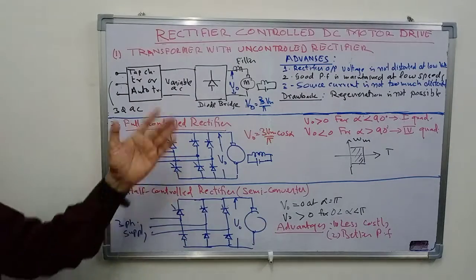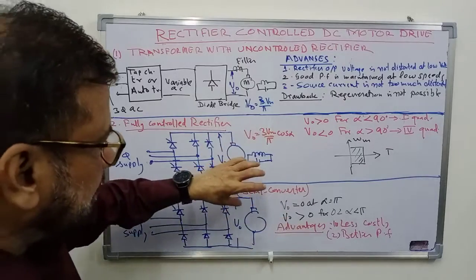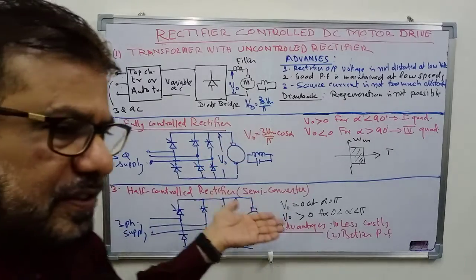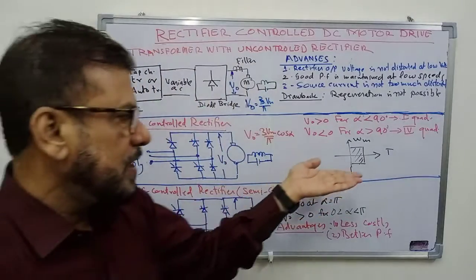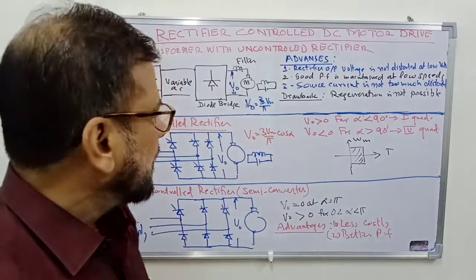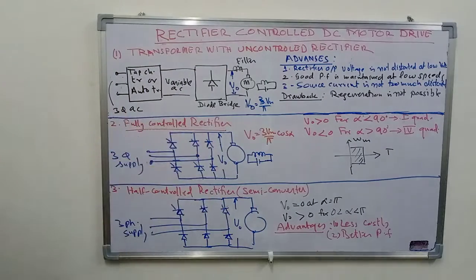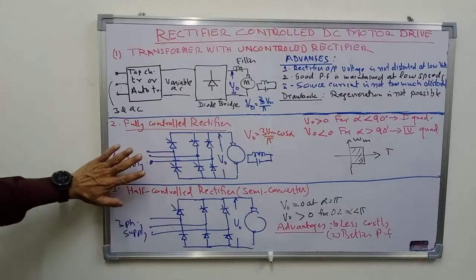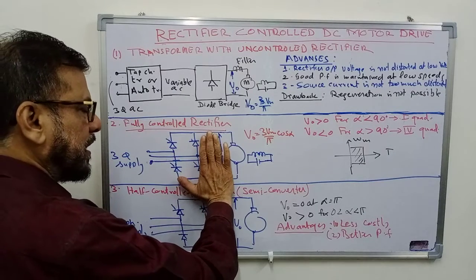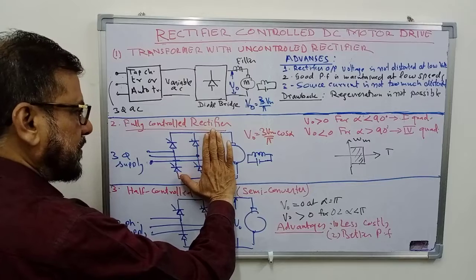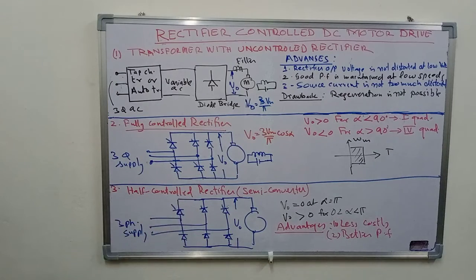The voltage can be reversed, and for that too we have to meet certain conditions. We shall discuss in detail later in what condition we can go into the fourth quadrant. So this is the scheme, the fully controlled rectifier. I have shown here a three-phase rectifier. For single phase, this third leg will not be there. We have two legs in this thyristor bridge.